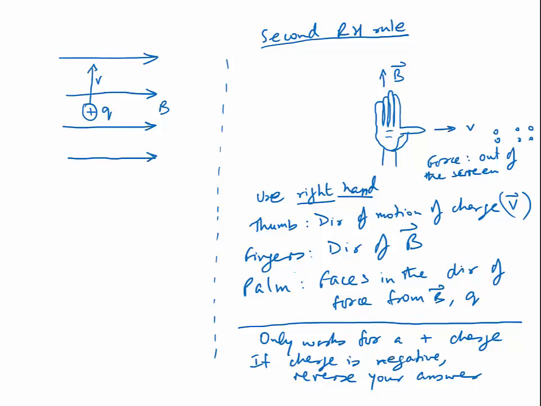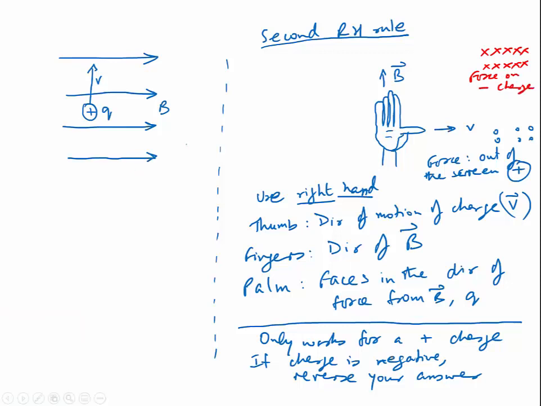But then if it's a negative charge, you reverse that direction. So the force is out of the screen on a positive charge. And if it's a negative charge that's moving, I have to reverse it. So I will have the force going into the page if the charge is negative, force on negative charge.